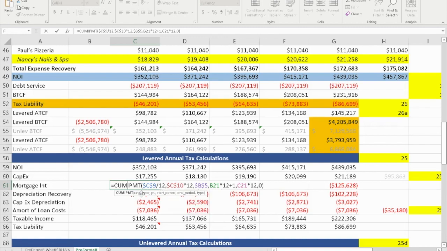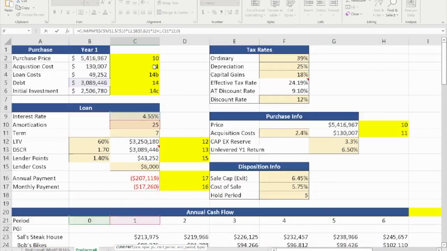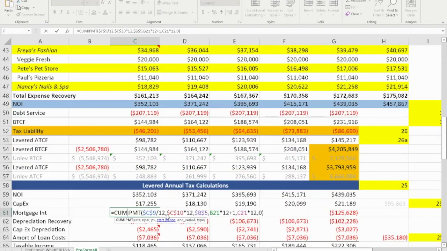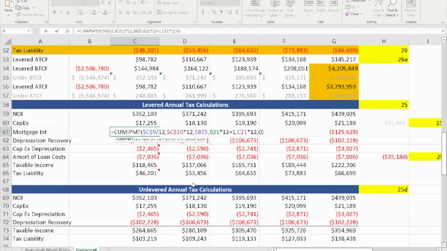So it's going to start with the rate, which is 4.55%, divided by 12, because there are 12 months in a year. The number of periods is 25 times 12 to get the months. And then the present value is the debt amount, referencing B5, which is the debt. And then you have the start period.